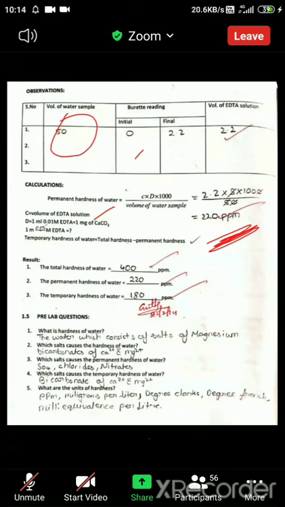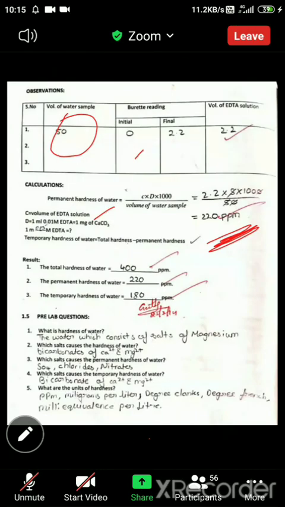We calculate how much was missing. In the first step is estimation of total hardness, and in the second step is estimation of permanent hardness. For permanent hardness, the water is completely boiled. In the process of boiling, temporary hardness causing salts are completely removed. The remaining water is filtered and cooled, and that water is used for the titration.